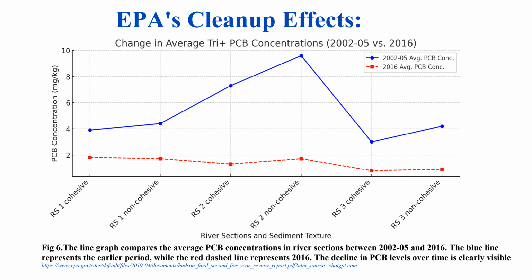Next, we'll discuss the EPA's cleanup effect with the help of a line graph that compares average PCB concentration in the river sections between the years 2002 to 2005 and 2016. The blue line represents the earlier period, while the red dashed line represents the year 2016. The decline in the PCB level over time is clearly visible in the line graph.